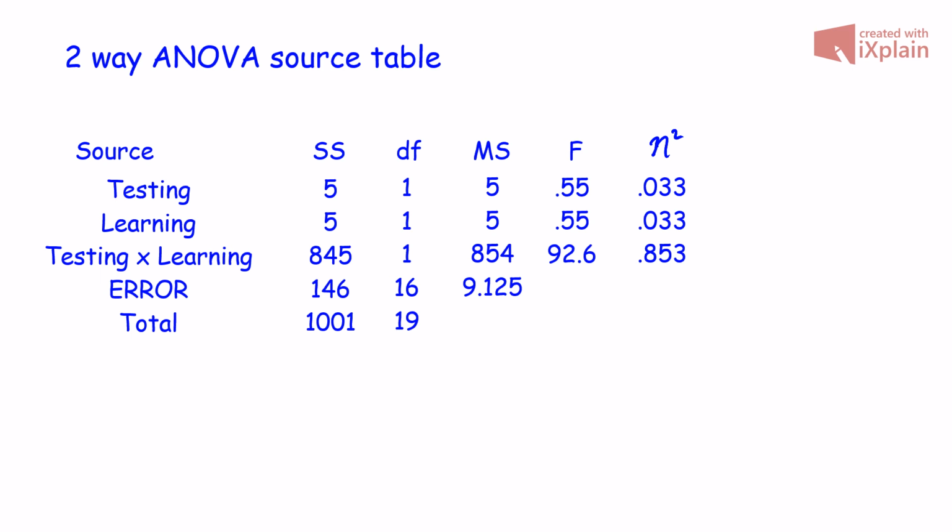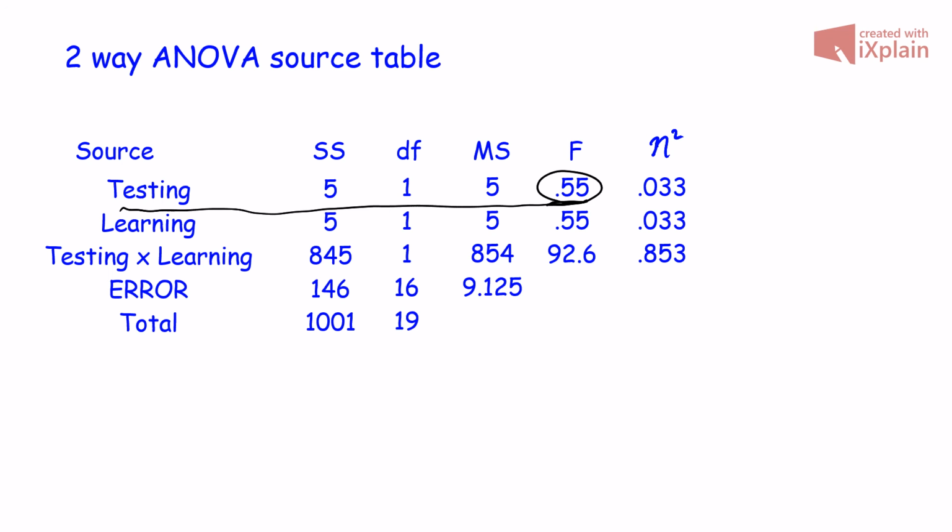Well, in order to know if the main effect of testing was significant, or another way of saying that, if the difference between testing on the beach and testing in the classroom was likely due to sampling error or not, we need to look at this F value. Across from testing, we look at the F value. And that F value is 0.55.